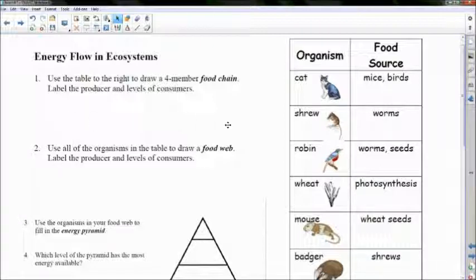So that's a nice four-member food chain. It goes straight up from producer to high-level consumer. And of course, we know the energy is going to be transferred at each of those places where one organism eats the other.